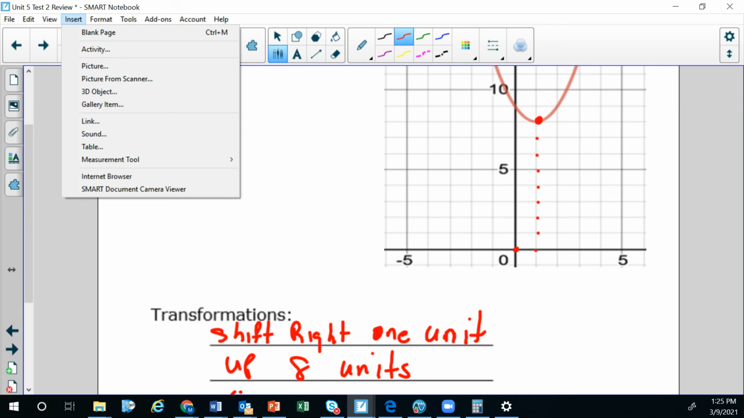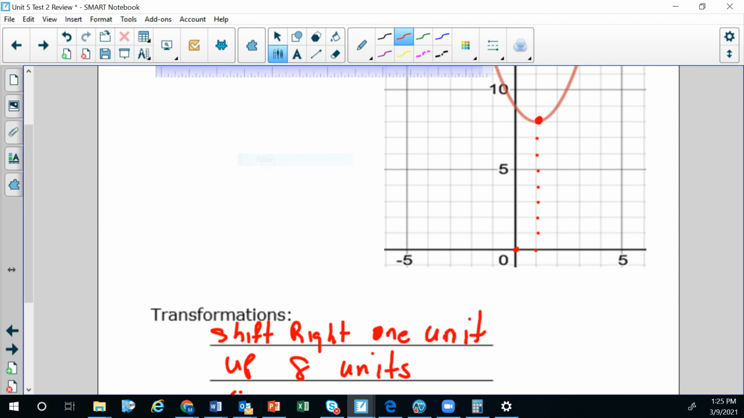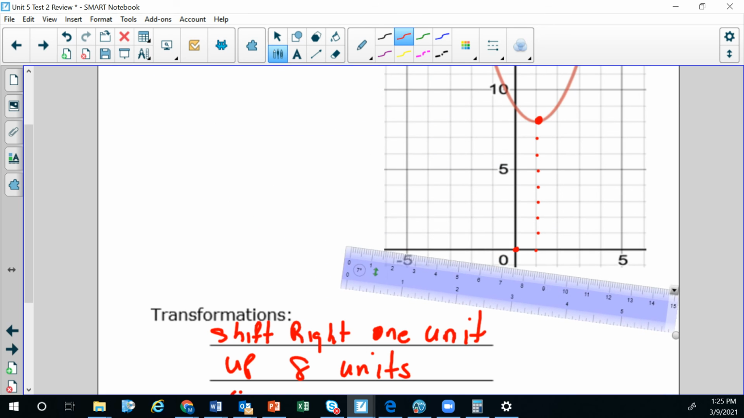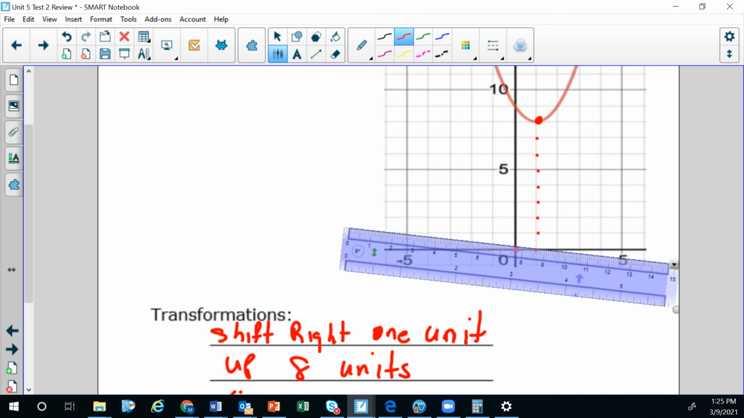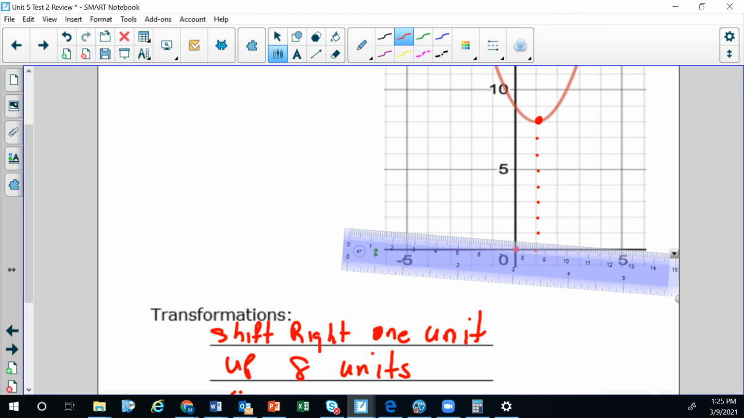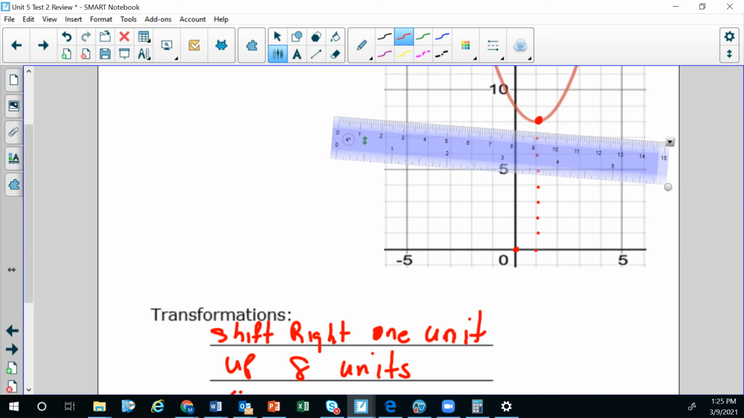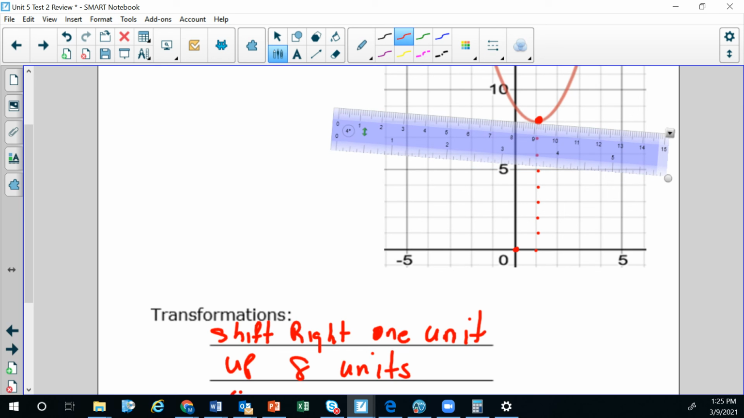Let me insert this ruler. Measuring tool, ruler, and it's right here. Let me see if I can bring it down. I'm not sure what I did on my ruler right here, but you kind of get the picture, right? So I'm going to slide up now. Where do I hit the graph first? I hit it at 8. So my range starts at 8.